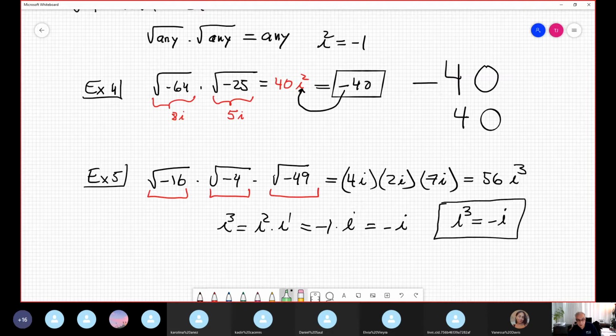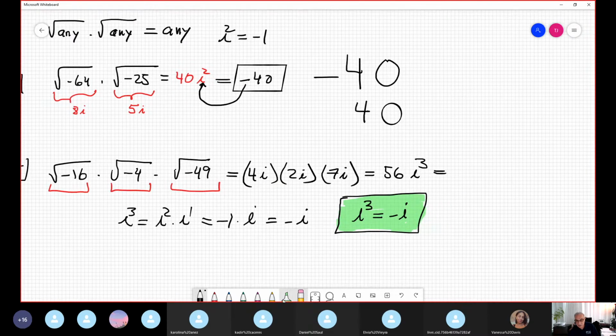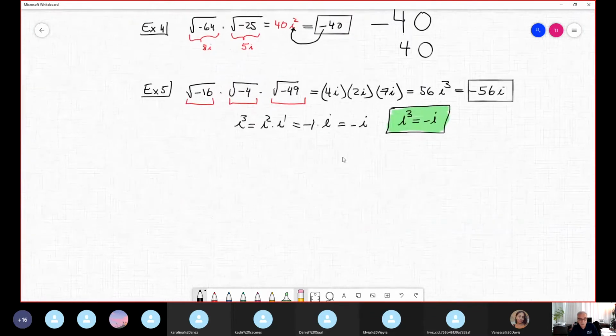So what is the final answer, Professor? What is the elegant final answer? If you leave it like that, it's not wrong, but it's incomplete. To set it down, this is negative 56i. It's interesting that the power of I with even exponent is real, and the power of I with odd exponent is imaginary. This is a fact.